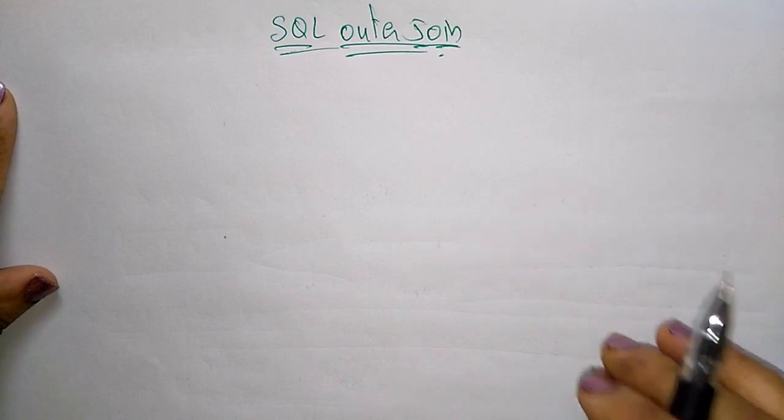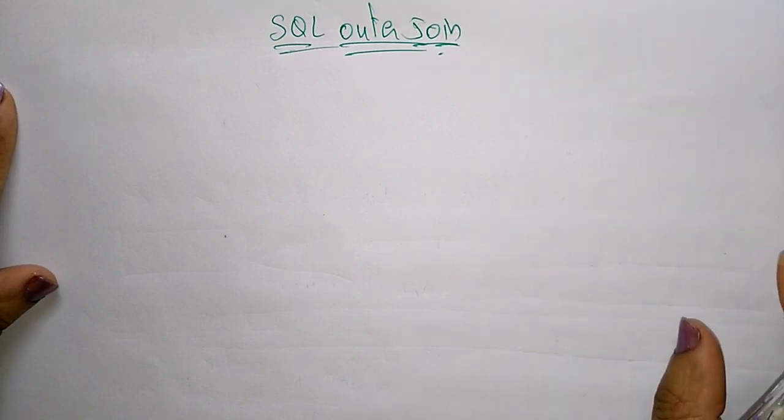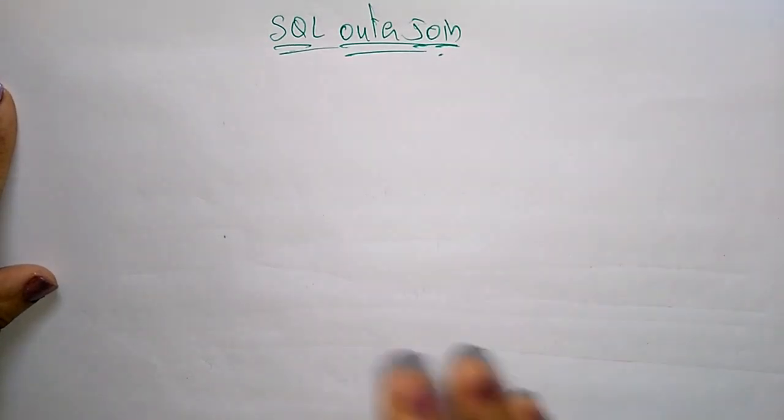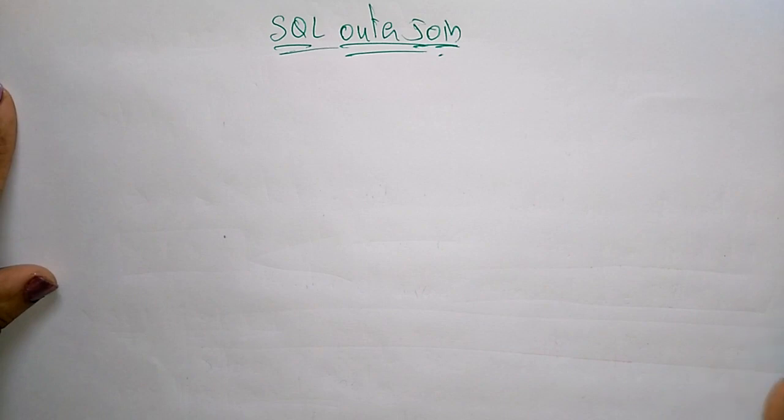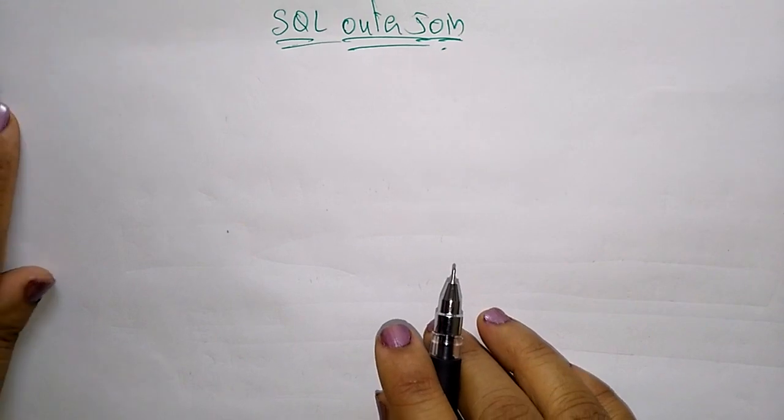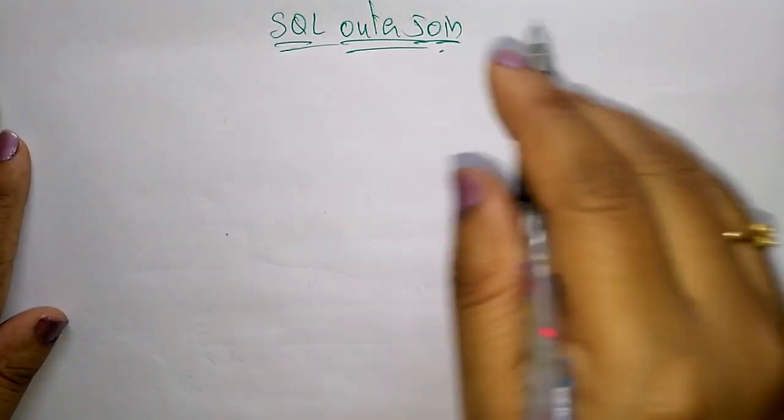Actually, these inner join and outer join are the two types of equi-joins. So these both are equi-joins. Again, this equi-join is divided into inner and outer join. So now let us see what is an outer join.